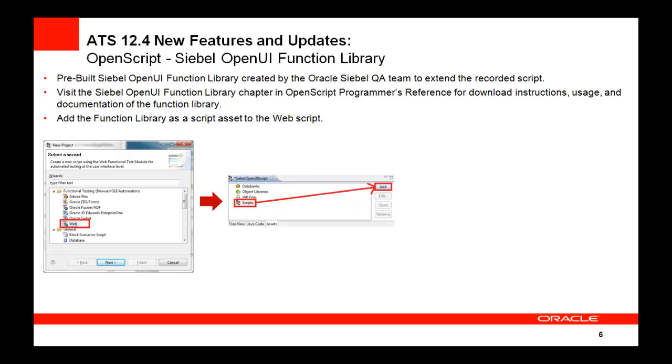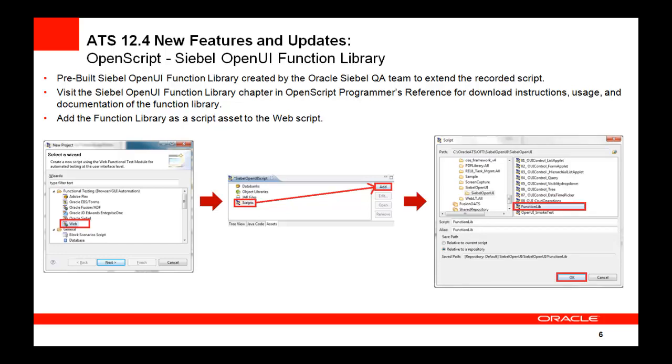Then go to the Assets tab, highlight Scripts, and click on Add. Navigate to the function library and click OK. The result is the function library will be added to the web script as a script asset.